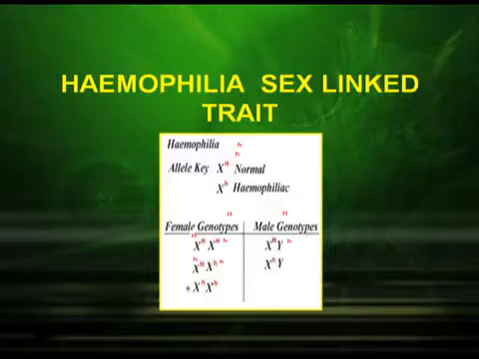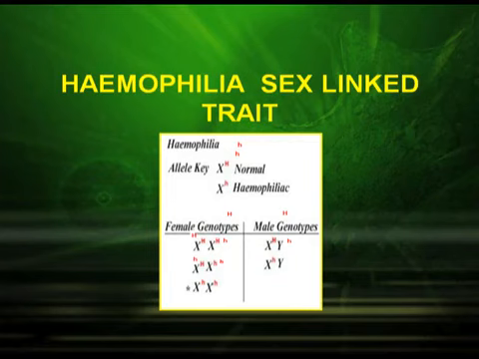Now let us see how they are represented. In hemophilia, the normal allele is represented by capital X with a capital H superscript. If it is hemophilic, it is represented by the X chromosome with a superscript small h.